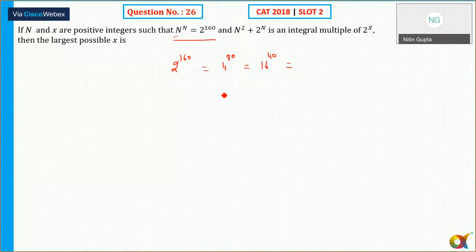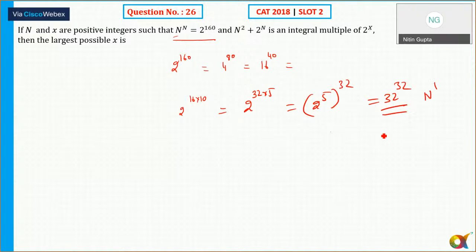But I think you can also write this as 2 raised to 160. If I factorize 160, that is 16 into 10, which is 32 into 5. So 2 raised to power 5 raised to power 32, so that is 32 raised to power 32. So n is equal to 32, where n is raised to n. So the only possible value of n is 32.